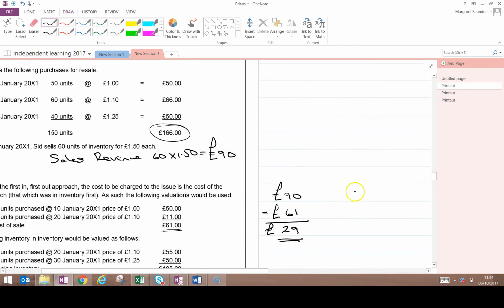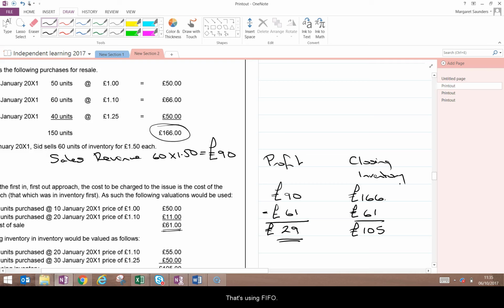In addition, he had £166 worth of inventory. He has sold £61 worth of inventory, which means he has £105 of inventory left. So he's made a profit of 29 and he has a closing inventory valued at 105.